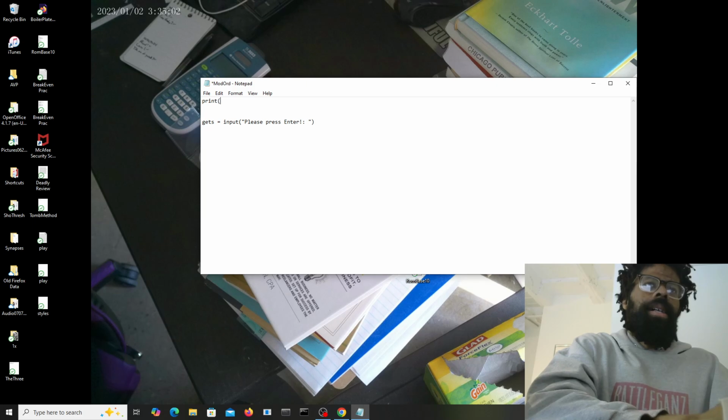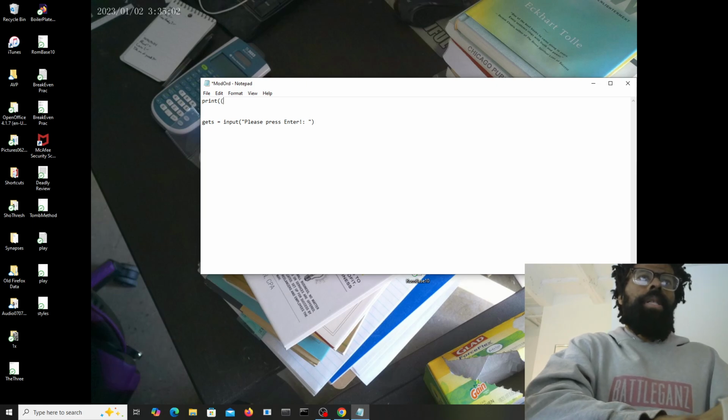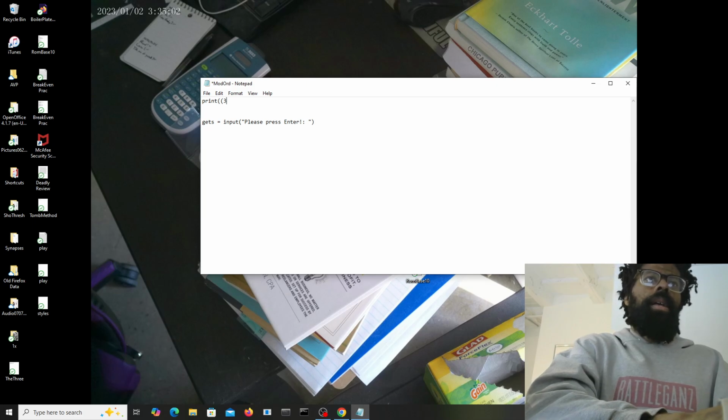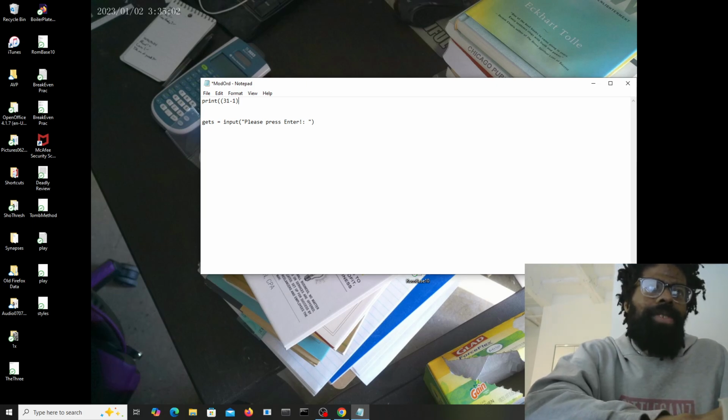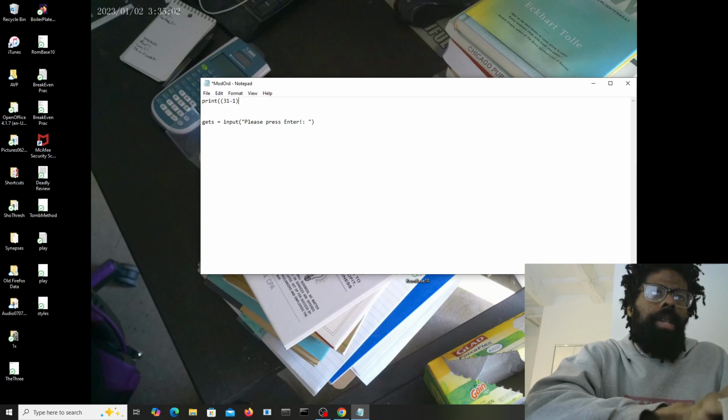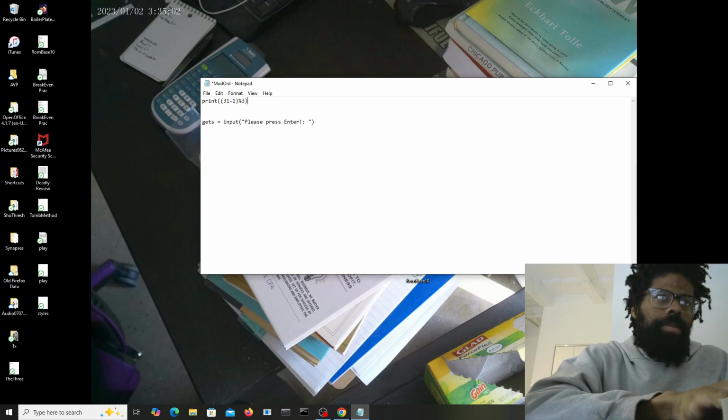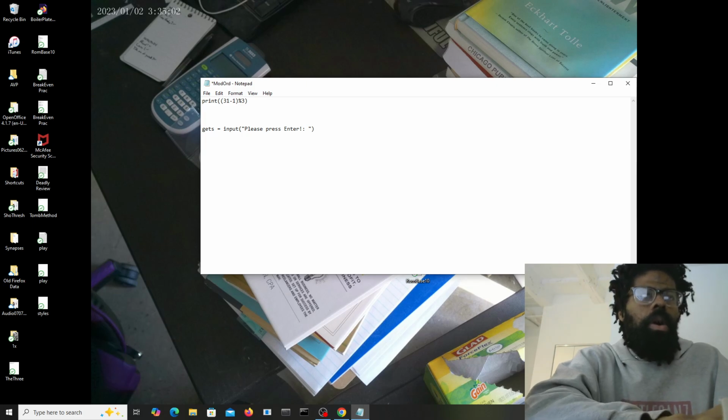Print 3 minus 1. It's pretty obvious that modulo is going to come after parentheses. I probably shouldn't even do this one. Yeah, I'm sorry, I got that wrong. The answer to that should be 0.